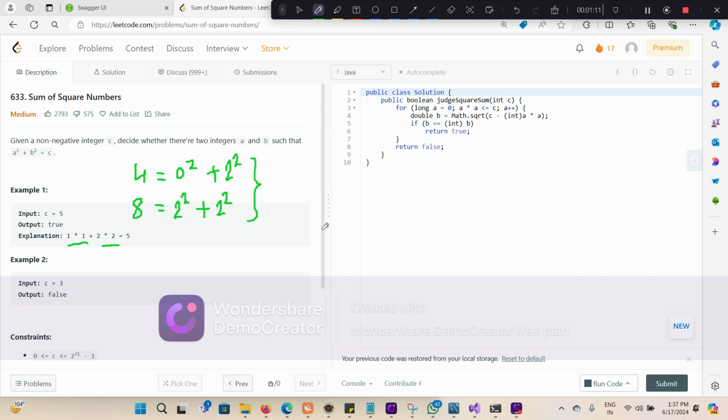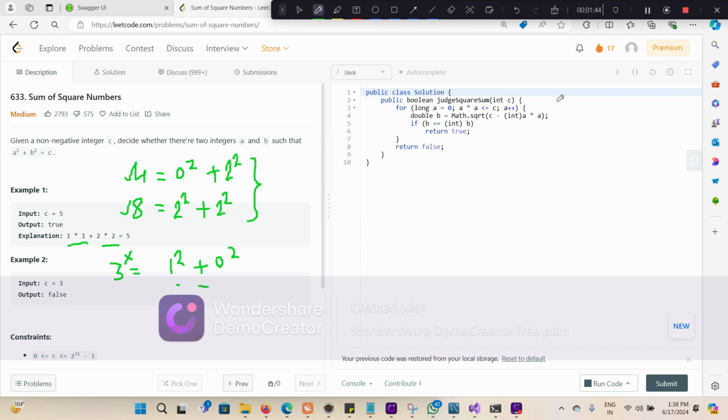Just some curiosity is required. Take an example of 3. For 3 we cannot express it in any way, right? 1 square plus 2 square is not equal to 3, and even with 0 square plus 1 square we are not able to make it. So there are no two numbers which can make 3 as the sum of two square numbers. So 3 cannot be done, 4 can be done, so it is true, 8 can be done, it is true. In the same way we will write the logic for it.